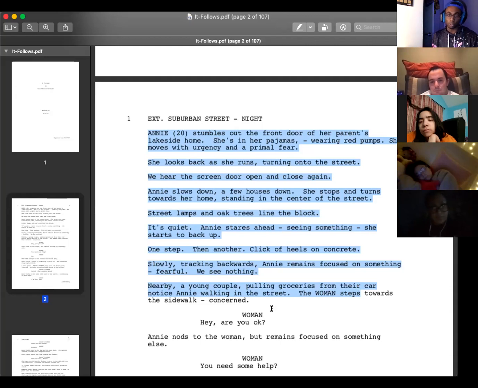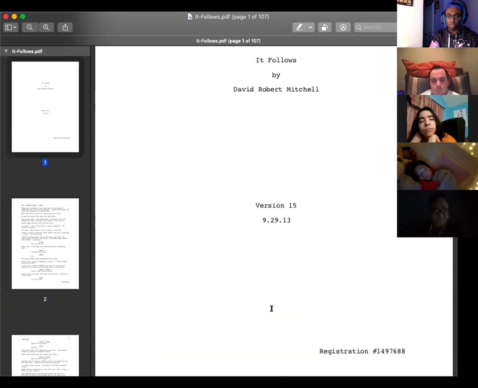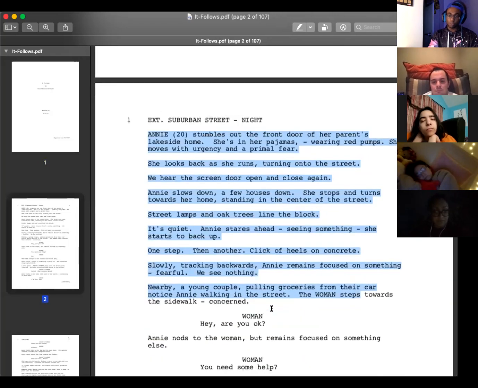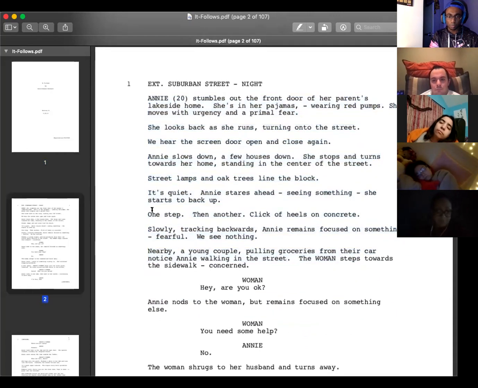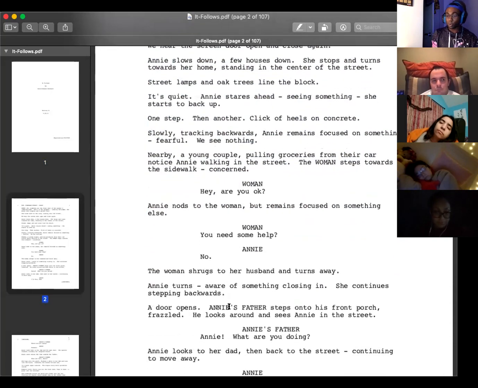Stumbles out the front door. She's in her pajamas, save the character. She moves with urgency and a primal fear. And I guess with who wrote this one specifically, again, David Robert Mitchell, he preferred to write his script as if you were actually reading a story at first. And it sticks like that. One step, another, click of heels on concrete. And this makes sense for a horror movie because at the end of the day, someone else is still reading your work.